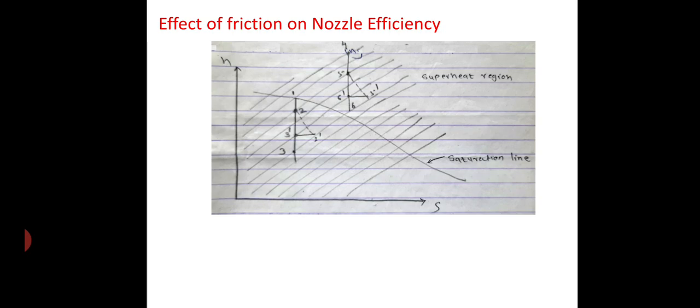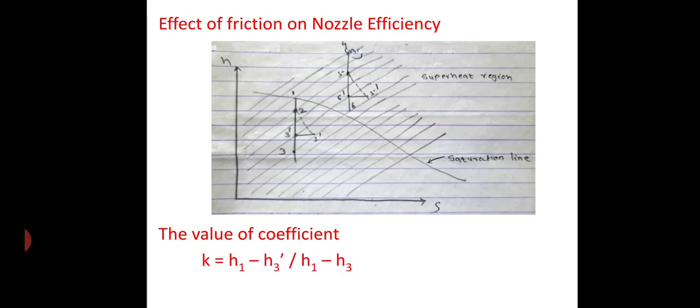During the expansion 2 to 2 dash, entropy increases. Thus the value of coefficient k is equal to (h1 minus h3 dash) upon (h1 minus h3). The actual expansion is represented by 1 to 2 to 2 dash. This is the actual expansion, 1 to 2 and 2 to 2 dash. Therefore we can draw the dotted line from 2 to 2 dash.